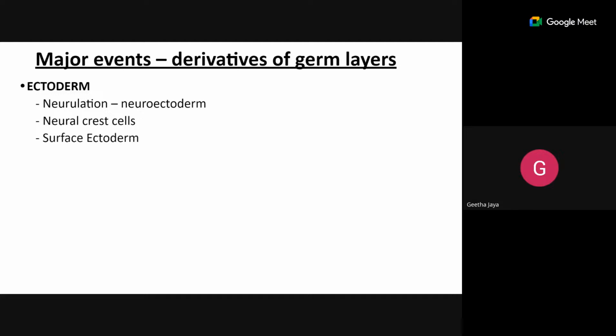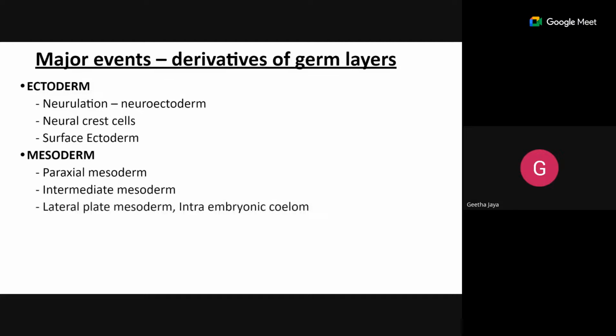So the ectoderm has given rise to neuroectoderm, which later goes to form the neural tube, and the neural crest cells which migrate to different areas to form different structures, and the surface ectoderm that forms the skin of the embryo. And coming to the mesoderm, we have seen that it is divided into three parts: the paraxial mesoderm lying on either side of the notochord underneath the neuroectoderm. Then you have the intermediate mesoderm that forms the genital sex glands and the kidneys, and lateral plate mesoderm with intraembryonic coelom, which forms the body cavities.